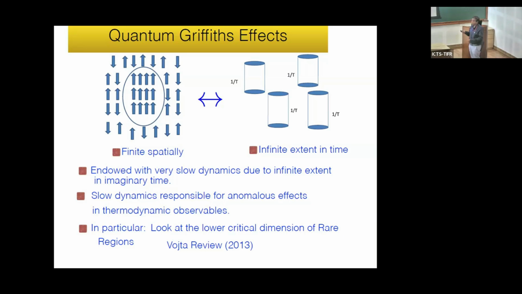And since they are at the lower critical dimension of the system, they have an exponentially large susceptibility. You compare this exponentially large susceptibility with the probability of getting such a rare region, which is exponentially small, and you get these power law singularities. And these power law singularities are what lead to the correlation length diverging as a power law with a non-universal exponent. Okay. So if you want to read more about this, there's a fantastic review by Thomas Vojta where he looks at this in much more detail.